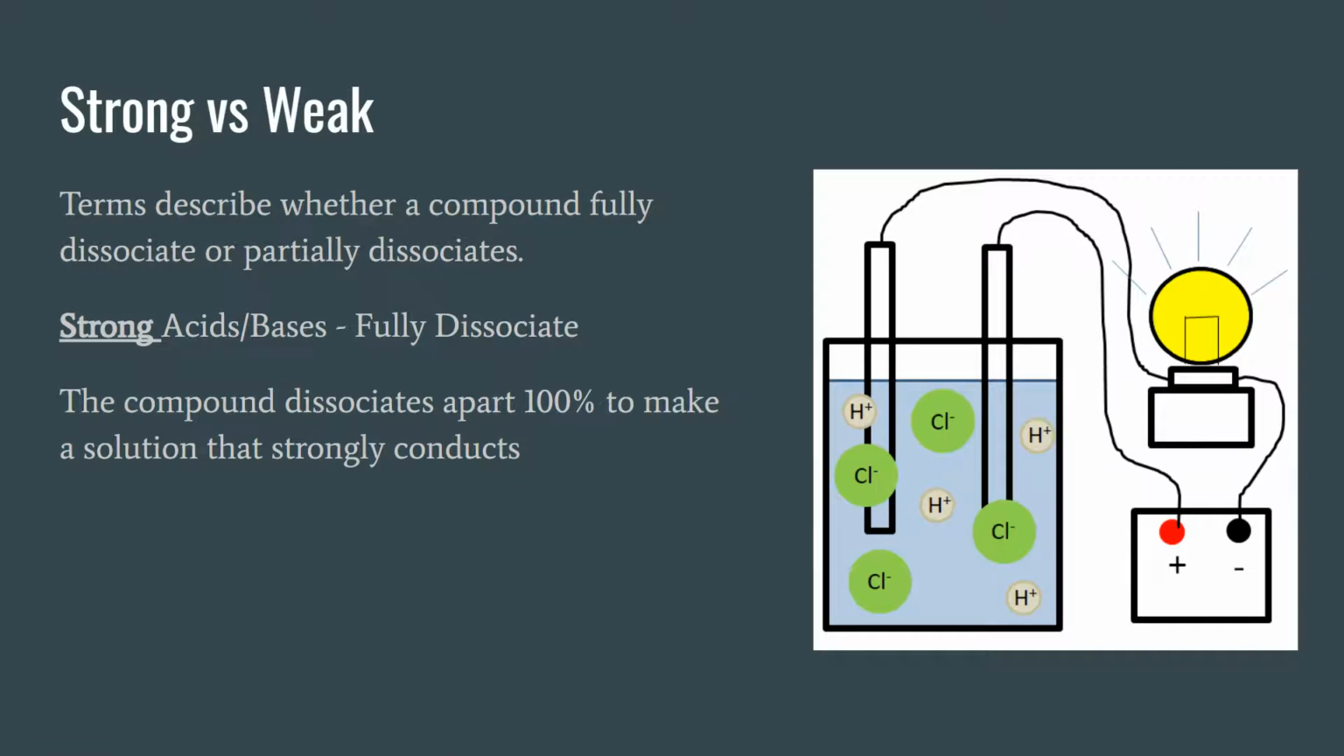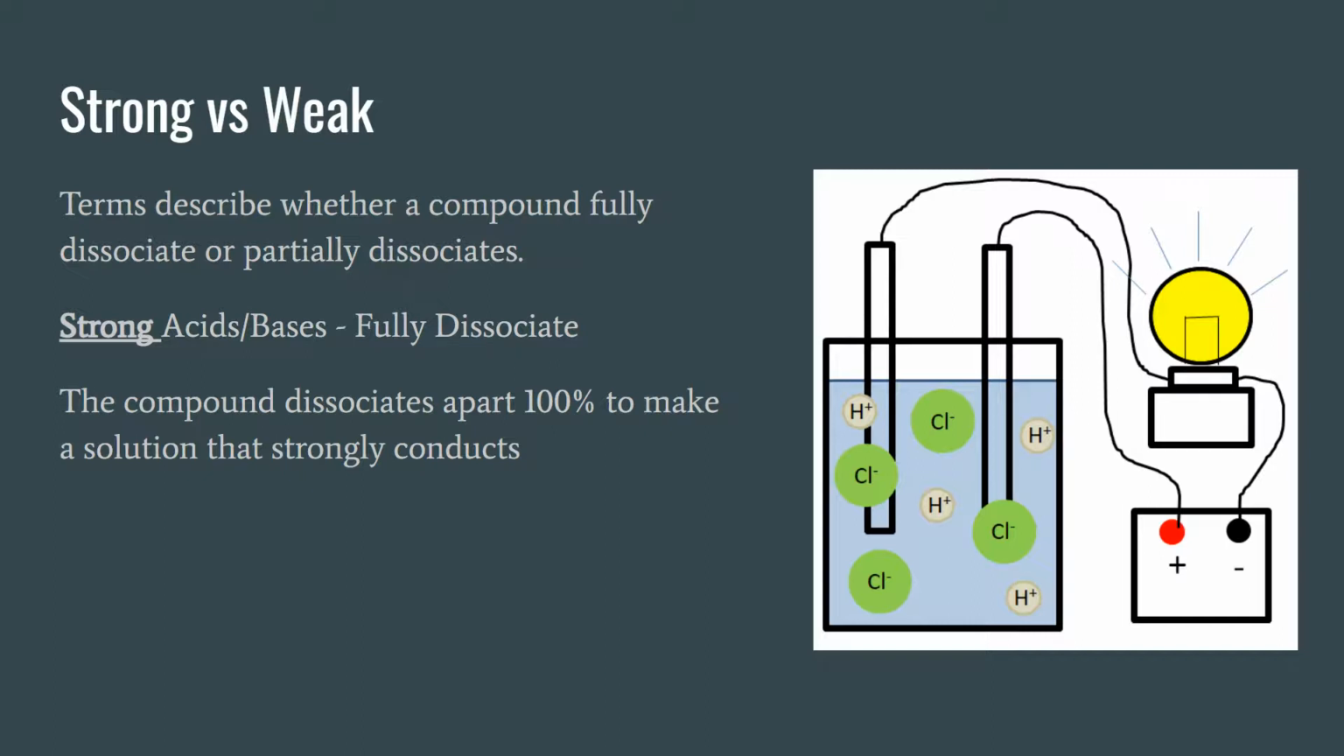Now, this idea of strong versus weak deals with how much the electrolyte dissociates. When an electrolyte fully dissociates, meaning that it 100% breaks apart into ions, we say that it is a strong electrolyte. A strong acid or a strong base fully dissociates so that in solution, none of the molecules are still together. The H+ and the Cl- in this picture, for example, are completely separated.